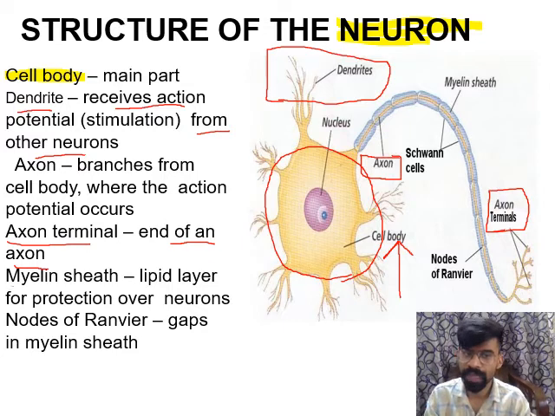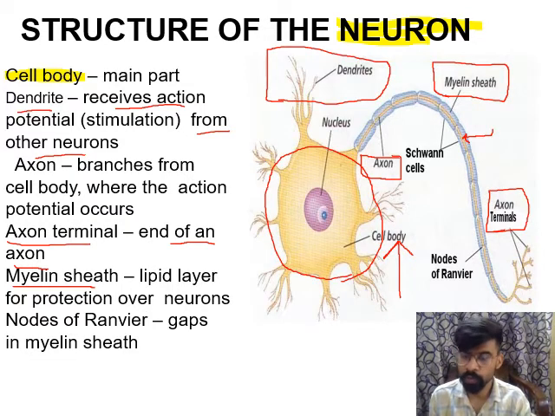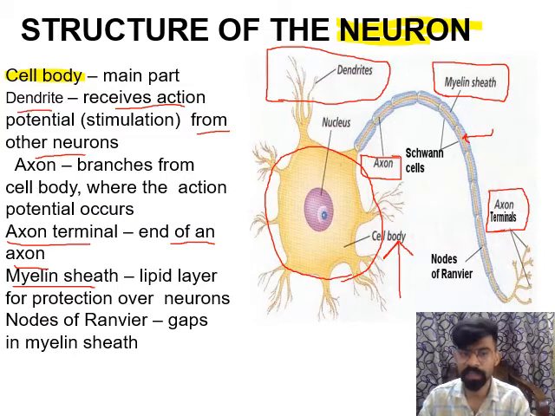Next is the myelin sheath. Myelin sheath is a lipid rich layer that covers the axon part. This is in the blue color. This is known as the myelin sheath, and the myelin sheath protects the neuron. Another function of the myelin sheath is to help transfer the message efficiently.